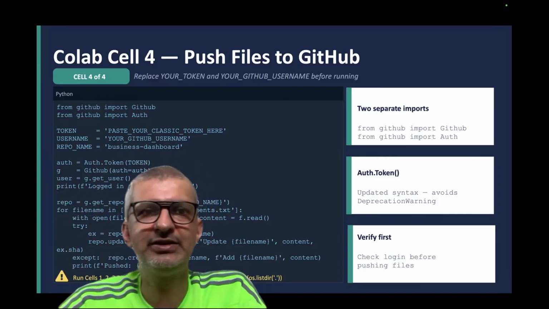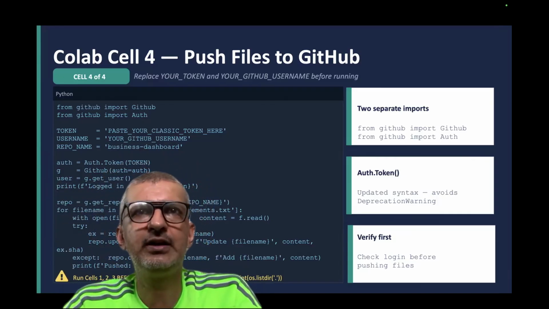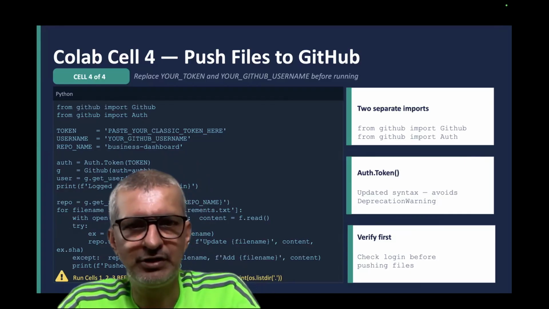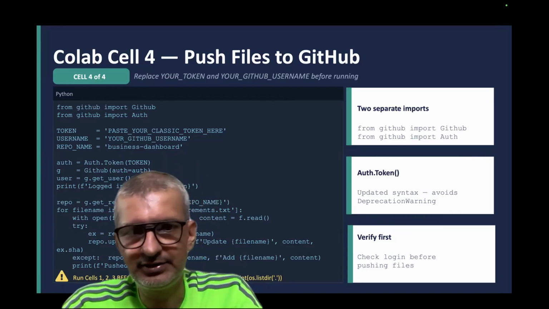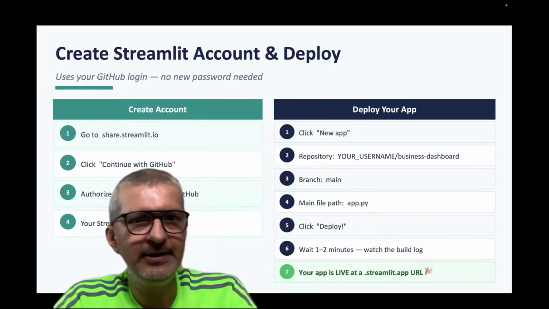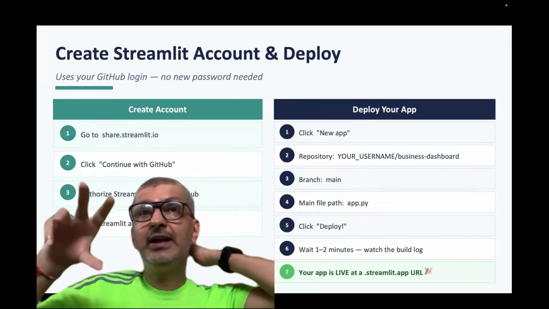Okay. So this is cell 4. This is all there is to it. This is all there is to this particular thing. Once you run this, you have created the app. So you have the code ready. You have the code ready in GitHub.